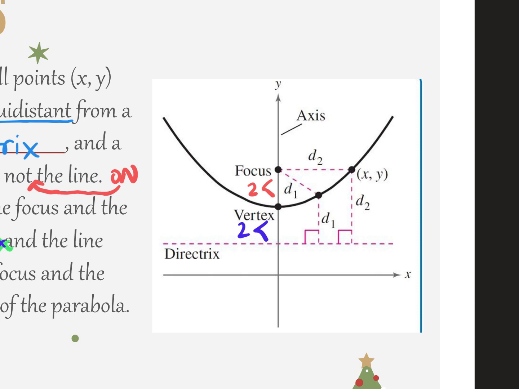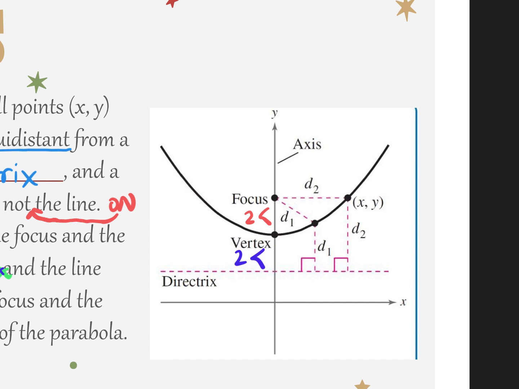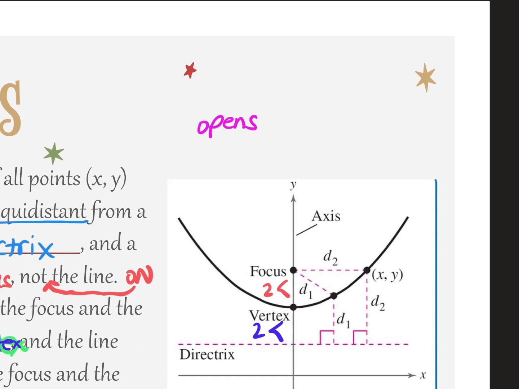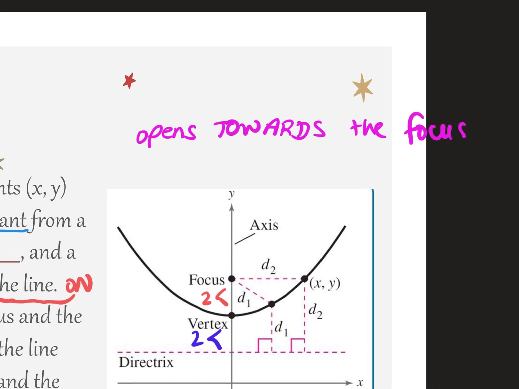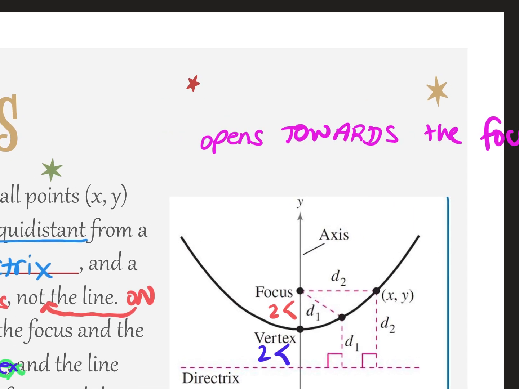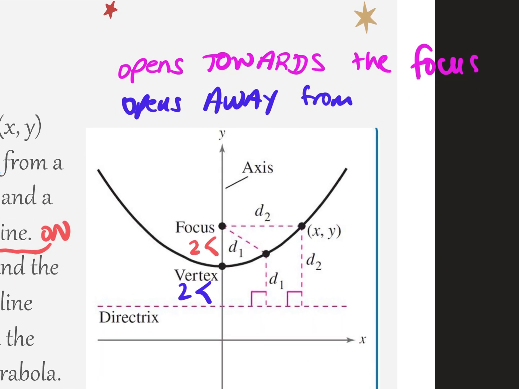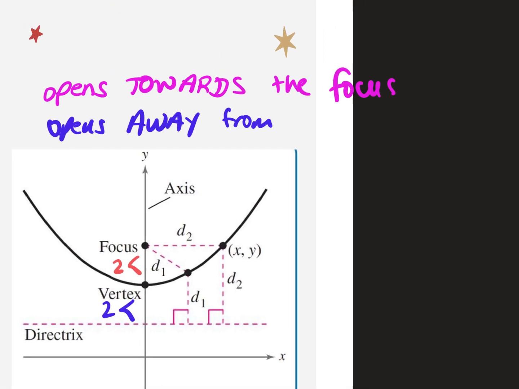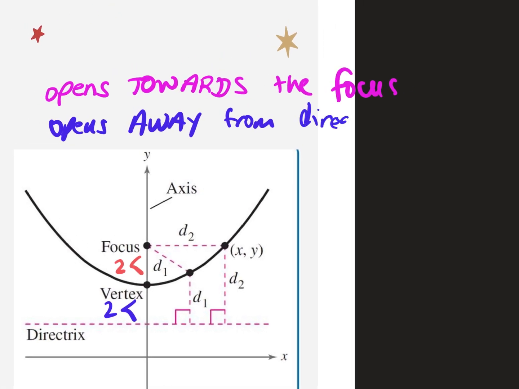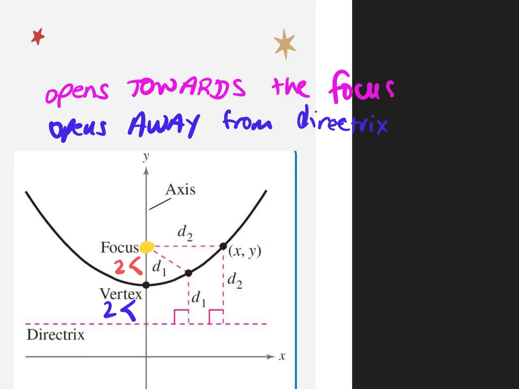The main thing to remember is your parabola is going to open... this is a good thing to remember. It opens towards the what? The focus. And it opens away from what? It opens towards the focus and away from the what? Directrix. Good. It opens towards the focus and away from the directrix. Notice the focus is inside the parabola and the directrix is where?